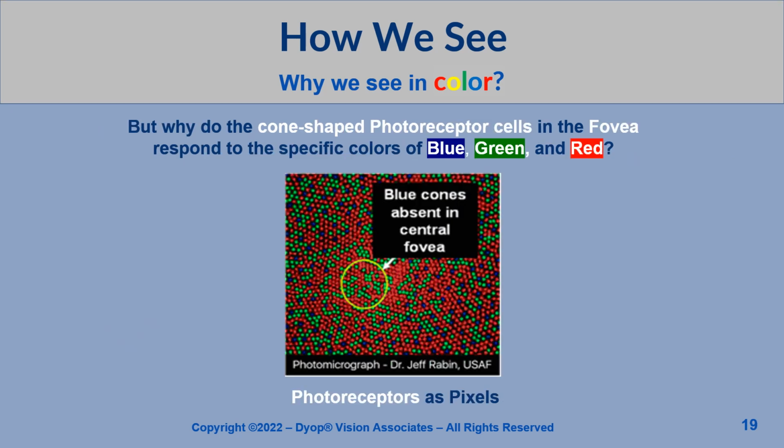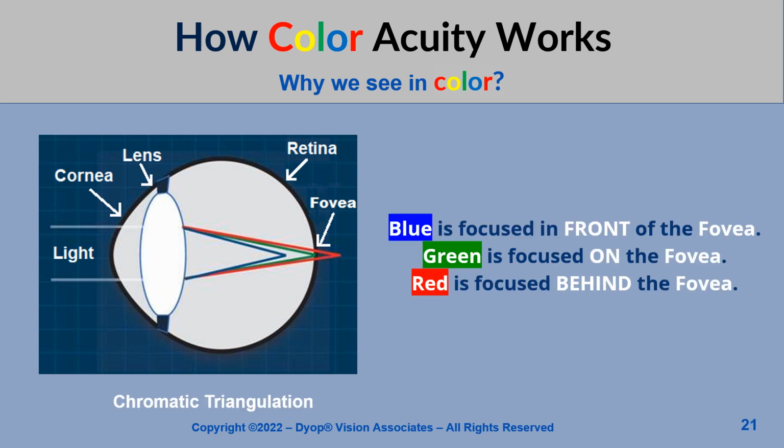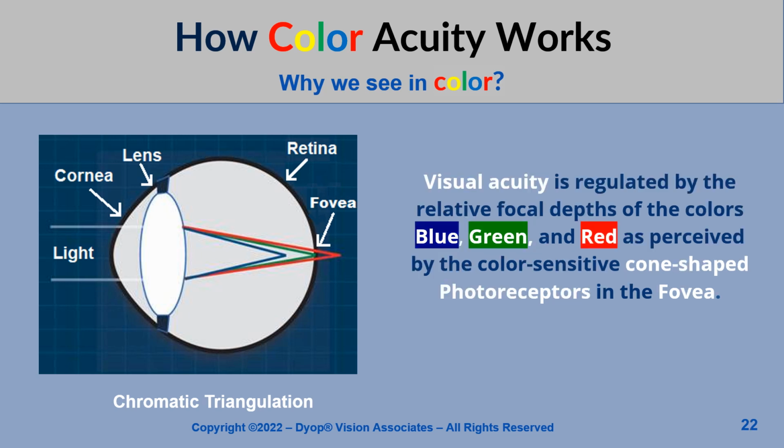But why do the cone-shaped photoreceptor cells in the fovea respond to the specific colors of blue, green, and red? As light passes through the lens, each color of light has a different focal depth in relation to the retina. Blue is focused in front of the fovea, green is focused on the fovea, red is focused behind the fovea. Visual acuity is regulated by the relative focal depths of the colors blue, green, and red as perceived by the color-sensitive cone-shaped photoreceptors in the fovea.